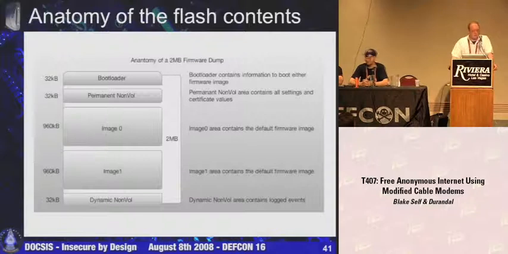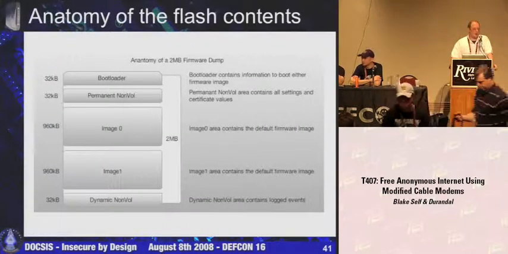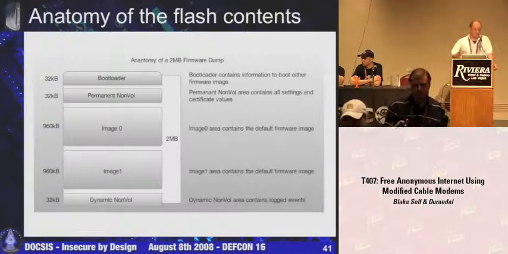Here's the anatomy of the flash contents, just so you guys can get an idea of what this 2 megabyte dump actually looks like. There's a bootloader here, 32K. There's also, in some modems, another 32K used to store settings for that bootloader. The next 960K is the first firmware image. The next 960K is another image. Basically, the reason there are two is so that the ISP can upgrade while the existing firmware is running.